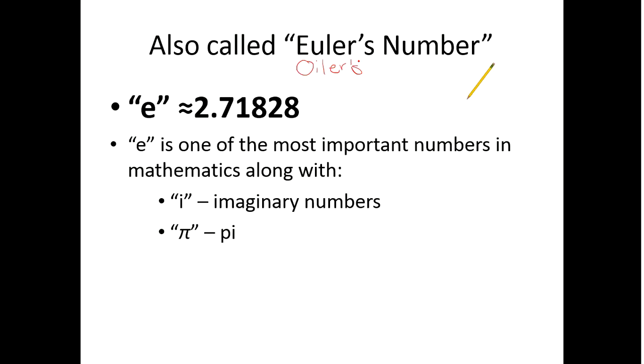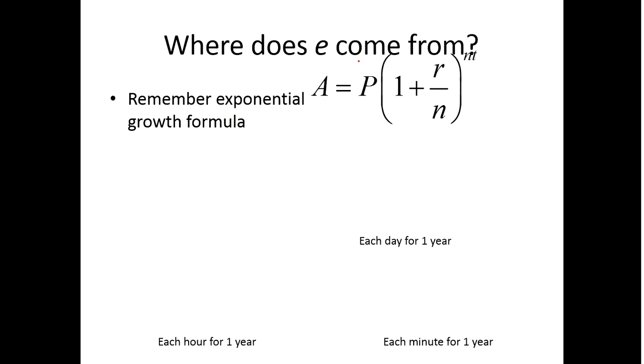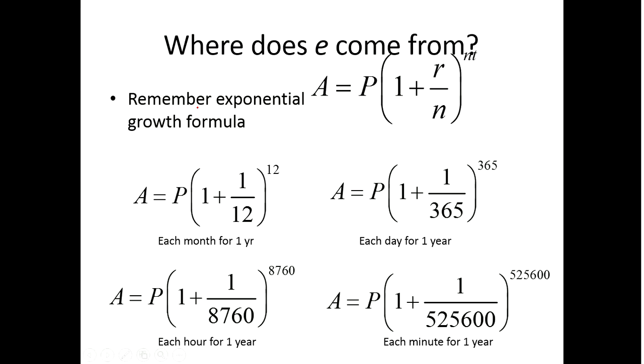Now, you're probably saying, well, where'd this Euler dude get this number? Well, here's what he found out. That exponential growth formula that we looked at, the compound interest formula, well, what Euler started to do was look at, well, what if we compound for each month? What if we compound for each day, each hour? What about each minute? Well, what he started to realize is as he created those formulas and started computing the information, it got really strangely close.